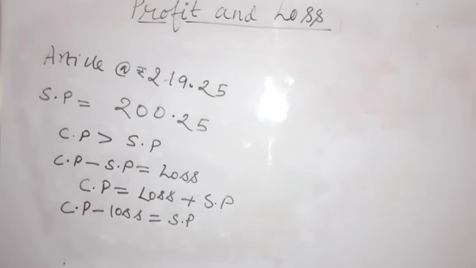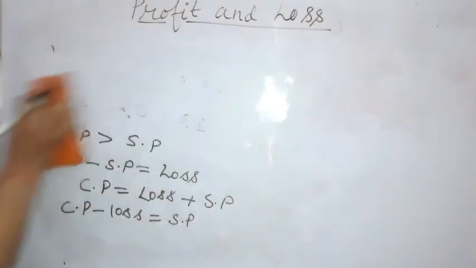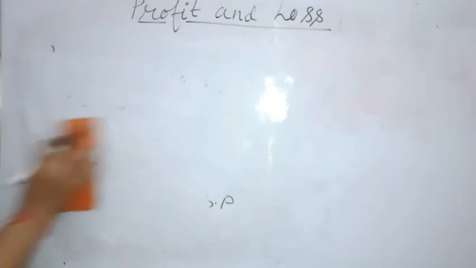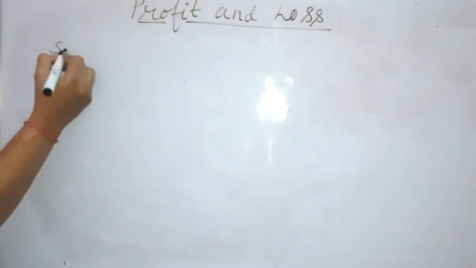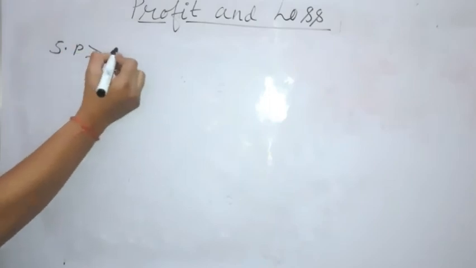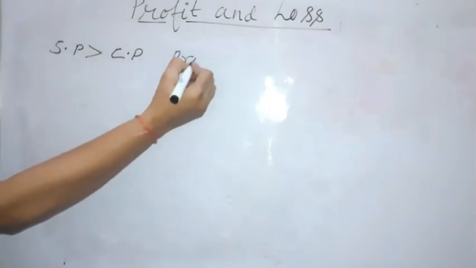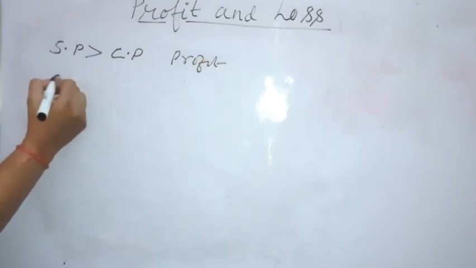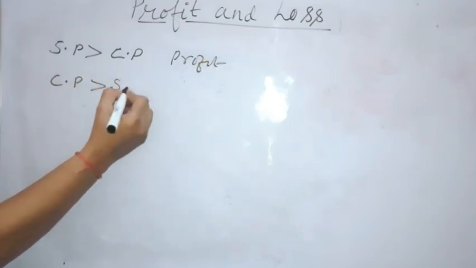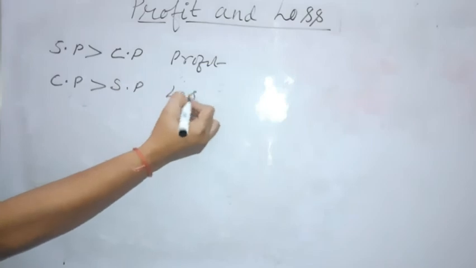And the main and important thing which you need to remember is how you will find out whether the shopkeeper has borne a loss or a profit, whether he has gained or lost something. In that case, you always have to check. Whenever the selling price is greater than the cost price, it is a profit. Whenever the cost price is greater than the selling price, it is a loss.